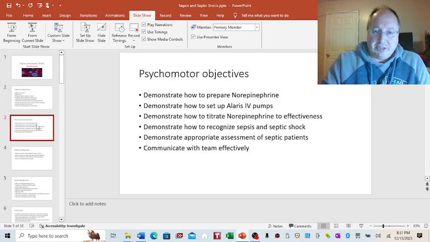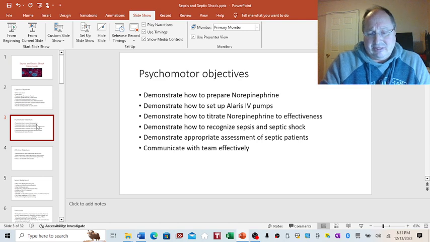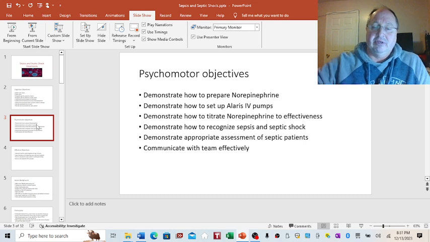Your psychomotor skills here: demonstrate how to prepare the norepinephrine. A lot of places it does not come pre-mixed, so you've got to mix it in the field. This is set up for my place of employment, so we use Alaris pumps. So demonstrate how to use the Alaris pumps, how to titrate the norepinephrine to the effective blood pressure that you want.